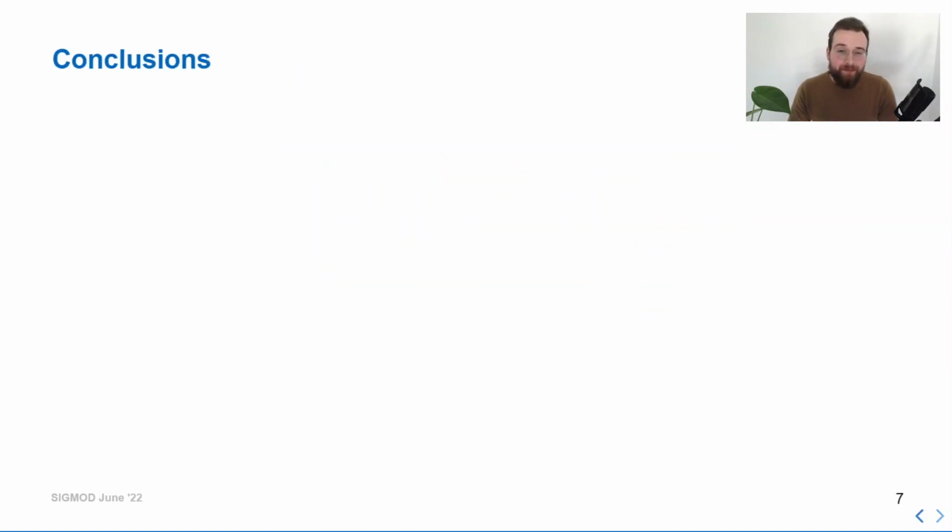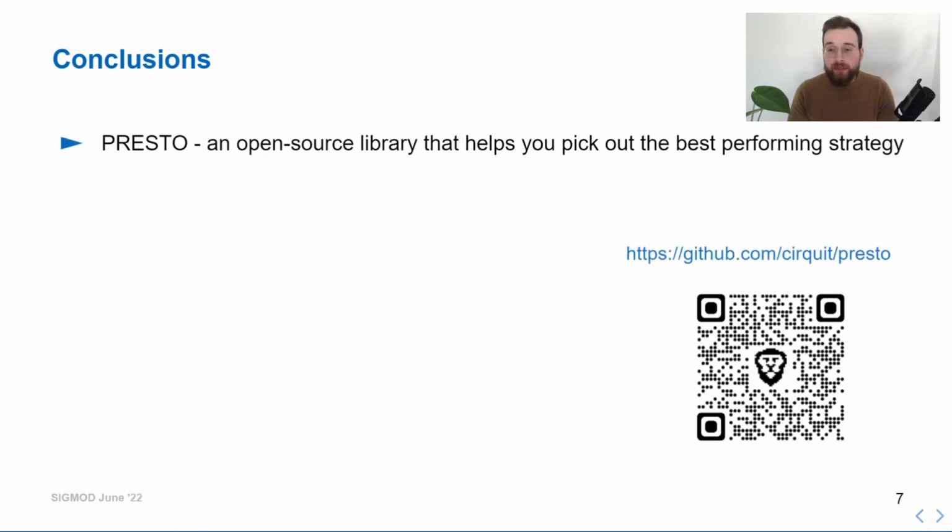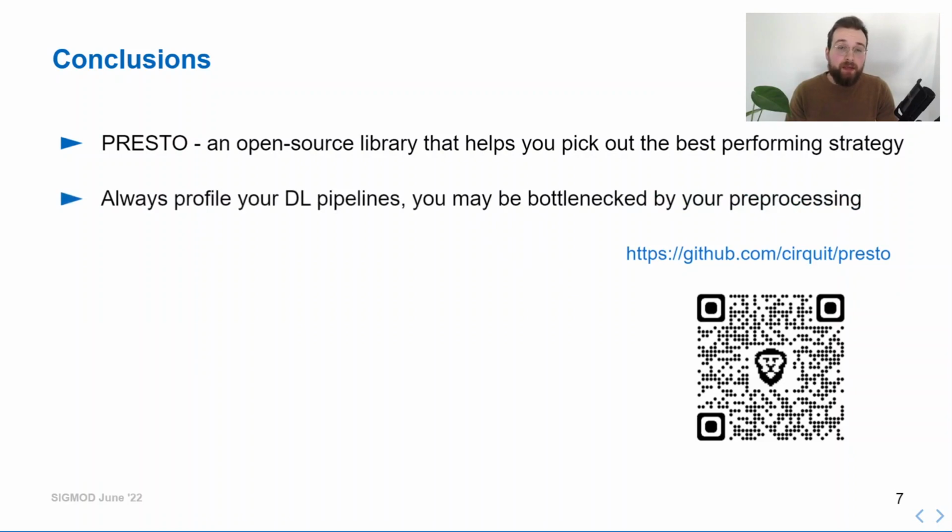So, concluding, we presented some of our findings which were created with Presto, an open source library that can help you to automatically find the best performing strategy. If you take away one thing from this presentation, it should be the following. Please do not underestimate the necessity of optimizing your preprocessing pipeline. Use our tool and many others to profile your deep learning pipelines, as there are many opportunities for a speed up without paying for additional hardware.